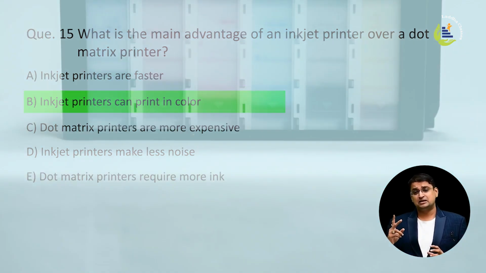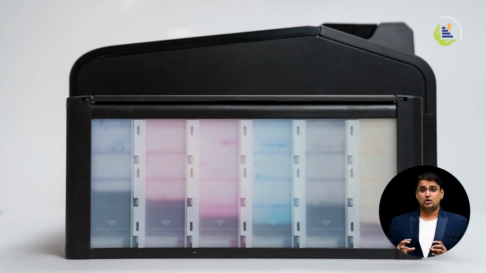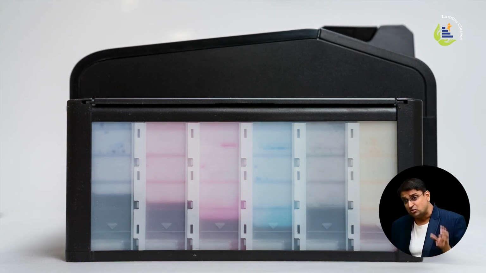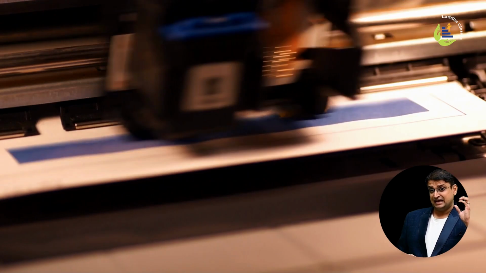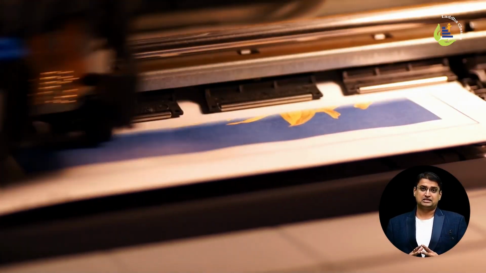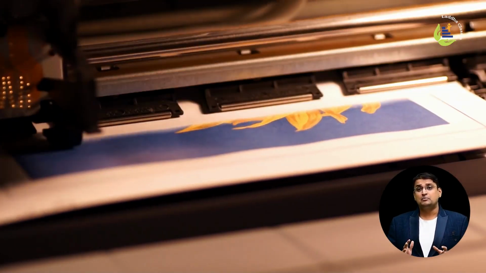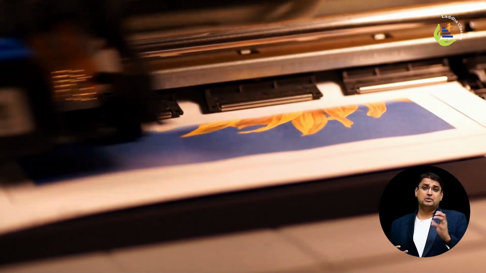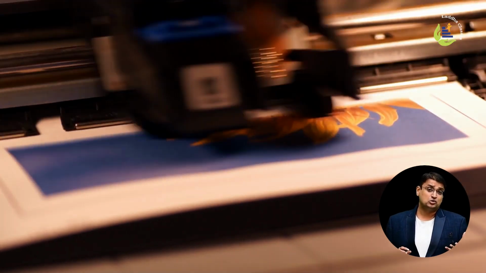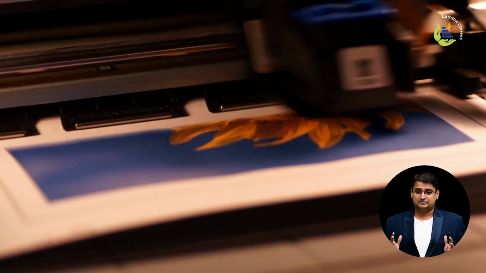Because inkjet printers can produce high quality color prints, while dot matrix printers are limited to monochrome printing and are often lower in quality. Inkjet printers are not necessarily faster and dot matrix printers are generally cheaper but less versatile. Dot matrix printers are also known for being noisy.